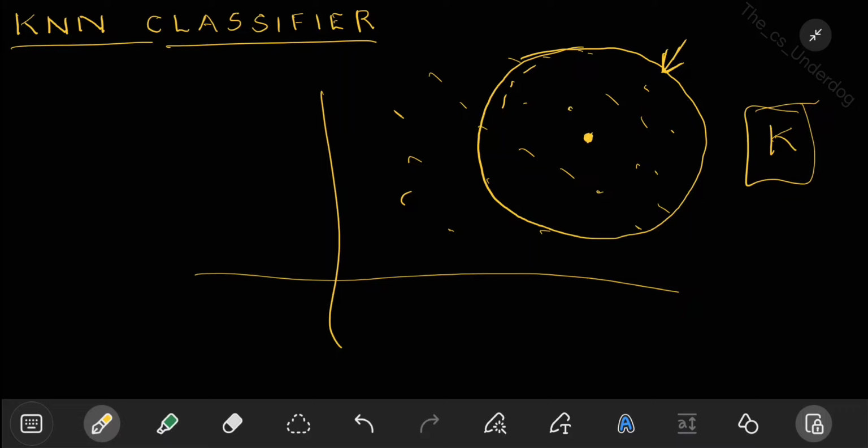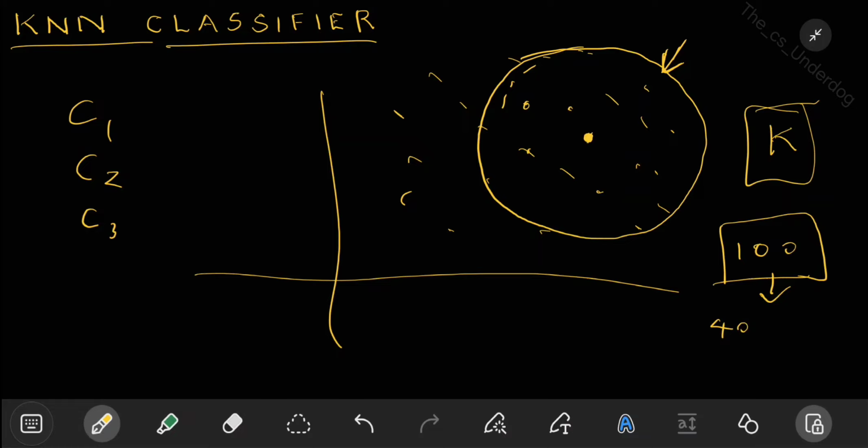As soon as it reaches the size in which there are k points inside, it will stop growing and it will see for each point inside the sphere what is the class. Let us say there are a total of 100 points inside the sphere, and let us say totally there are 3 classes, C1, C2 and C3. Among these 100 points, let us say 40 belong to C1, 30 belong to C2 and 30 belong to C3. In this case, what is the majority class? C1 with 40, right? So C1 becomes the majority class. Then you will say the new point that I have also belongs to C1. This is how KNN classifier does classification.